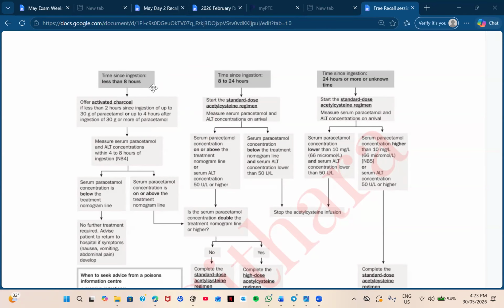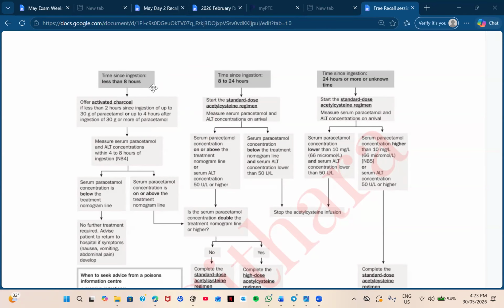They have given another scenario: time since ingestion 24 hours or more, or unknown. Here, unknown is the most important part. If you have no idea about the time, just give a standard dose of NAC, because you don't know. First things first, you need to save the liver, right? 24 hours or more, more than 8 hours, or you don't know the time, just give the NAC. Don't complicate it. Just remember 8 hours.